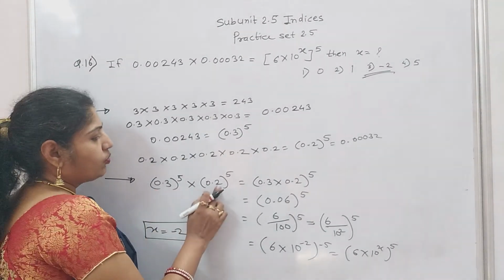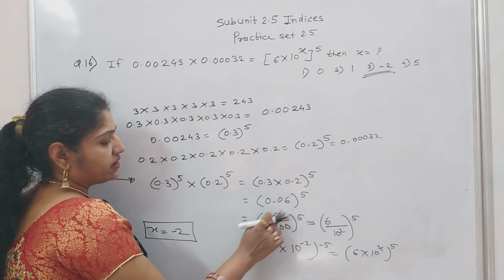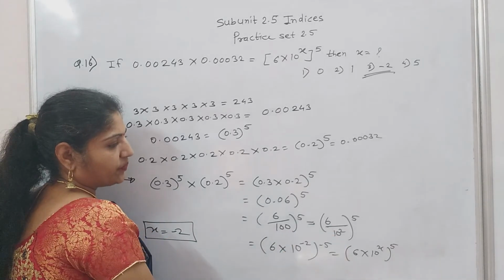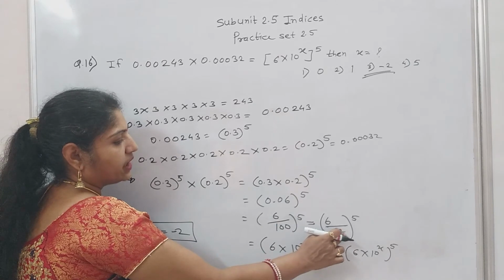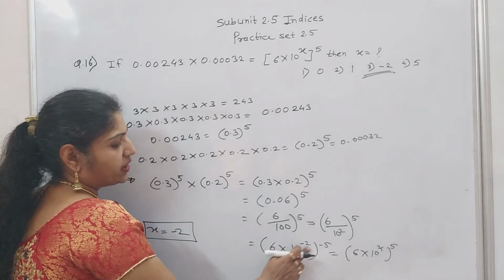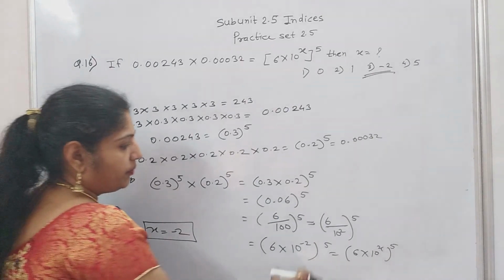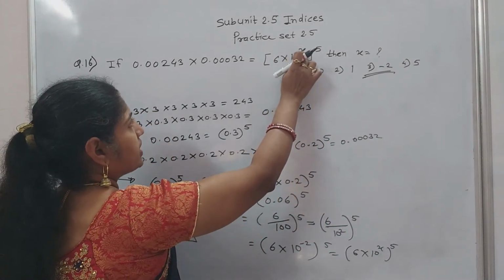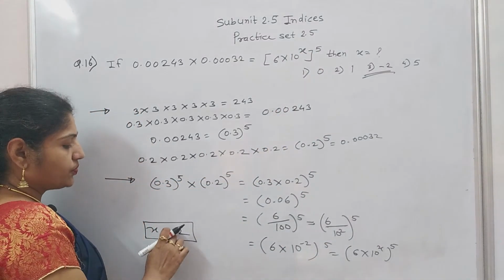0.3 into 0.2 is 0.06, and this is written as 6 upon 100, and 100 written as 10 square. If it goes in the numerator, the index is negative. So 6 into 10 raised to minus 2, raised to 5. Compare both with this one. So x equal to minus 2.